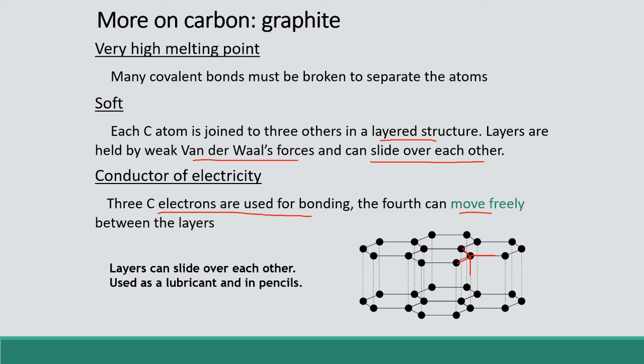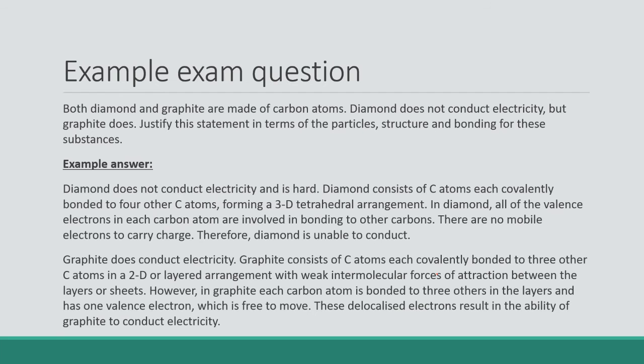And the 4th one is actually a delocalized electron between the layers, and those delocalized electrons can act as a lubricant, and in pencils, those delocalized electrons can carry a current, just like in metals. So graphite does conduct electricity.